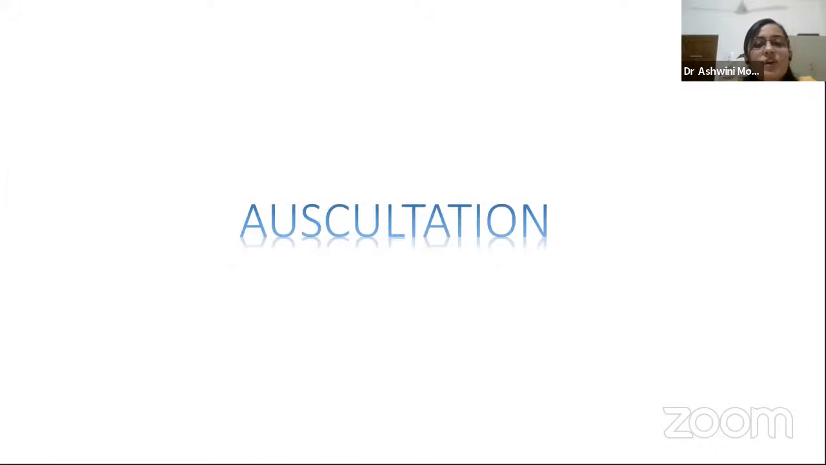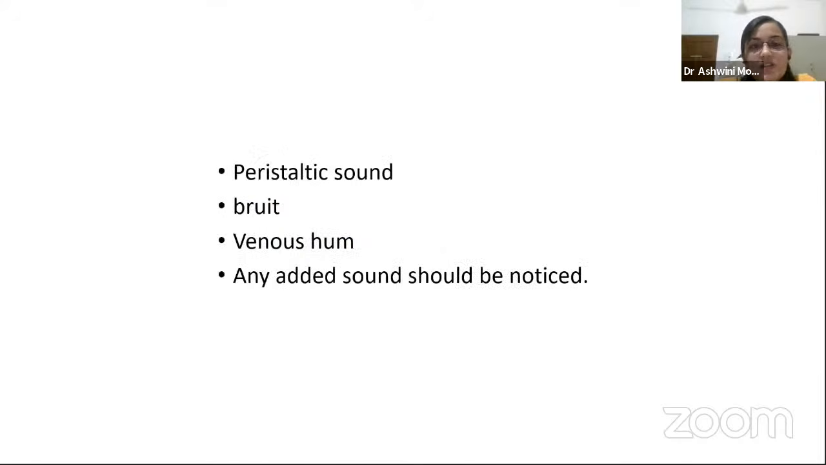So now moving on to the last point, that is the auscultation. On auscultation, we have to check for the peristaltic sound. Everyone must know the normal peristaltic sound; only then can we differentiate it from other sounds. The bruit, venous hum, and any added sound should be noticed during auscultation.